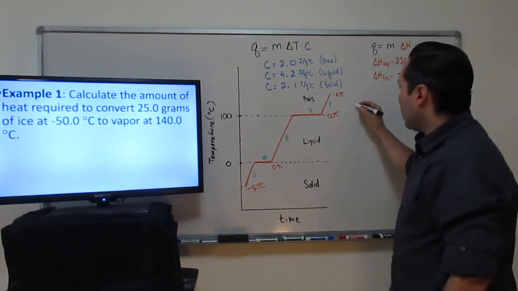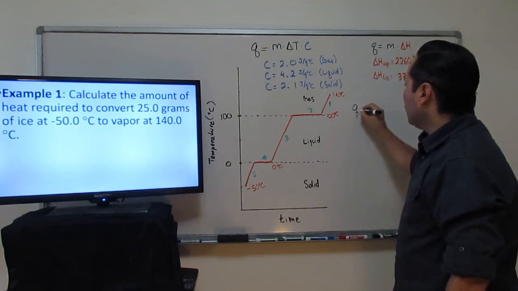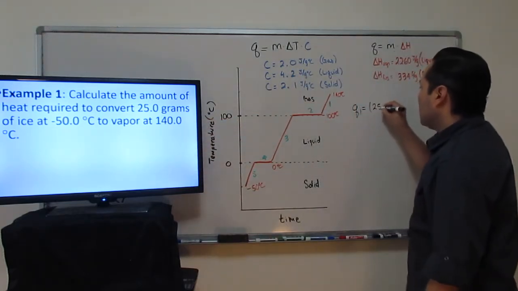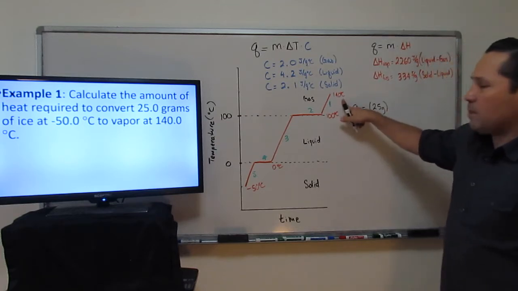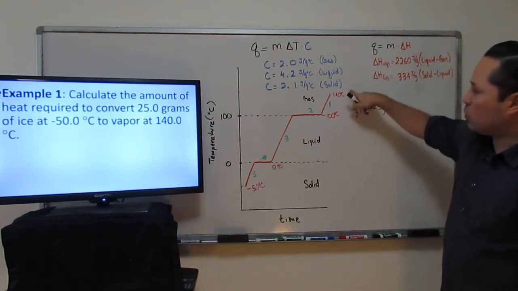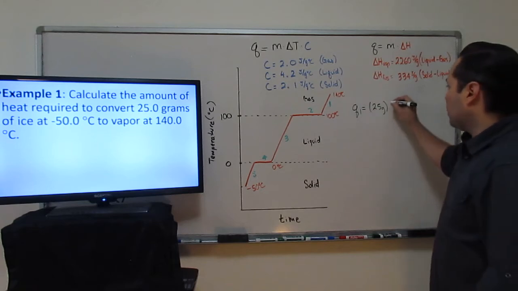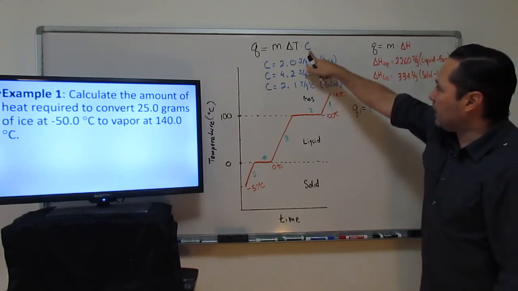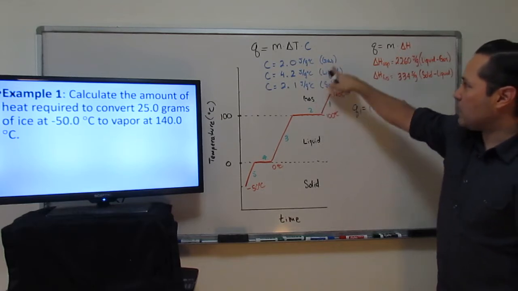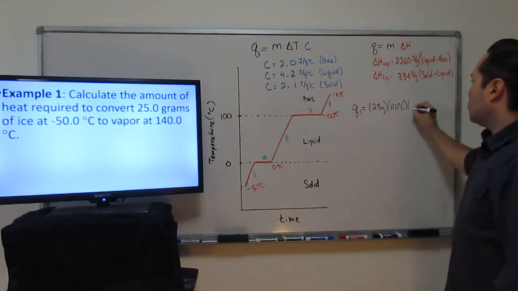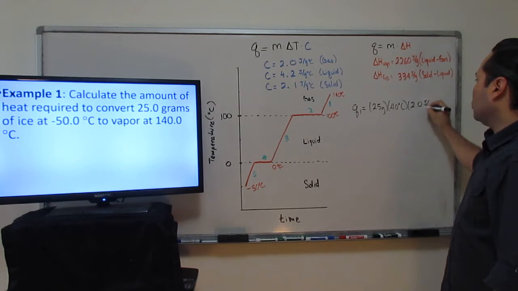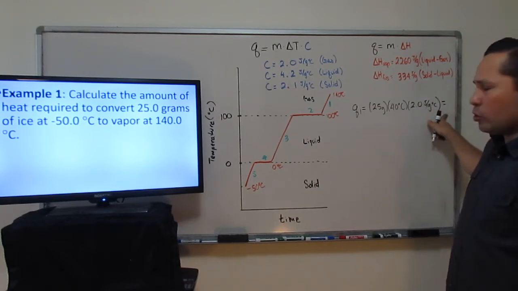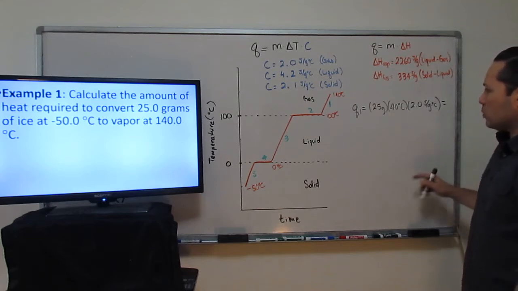So I'm going to label that as Q1 is equal to mass, which is 25 grams, multiplied times the change in temperature from 100 to 140, we went up 40 degrees, multiplied times the specific heat. Line number 1 is in the gas phase, so for the gas phase I use 2.0 joules per gram degrees Celsius. All right, we'll solve for the numbers elsewhere.